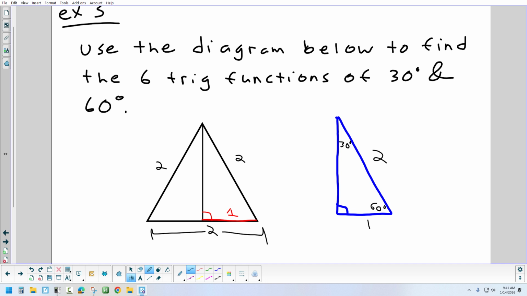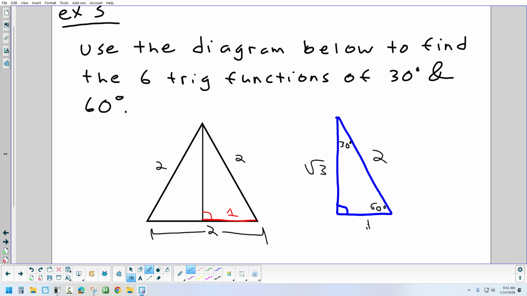Oh, wait, it's a leg, not square root of 5. You're on the right track. It is a square root. Square root of 3. Yep. Because if you square that, you get 3. If you square that, you get 1. 3 plus 1 gives you 4. And the square root of 4 is 2.